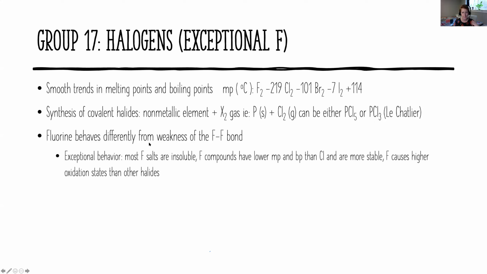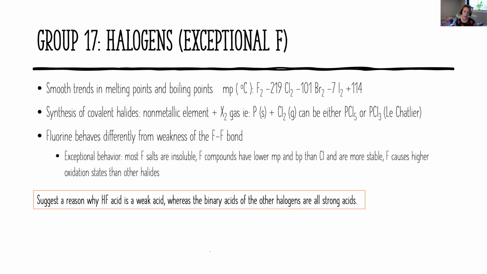So fluorine is going to behave differently from all the rest of these halogens because there's a weaker fluorine-fluorine bond. And so most fluorine salts are going to be insoluble. Fluorine compounds are going to have lower melting points and boiling points than chlorine and are going to be more stable. Fluorine causes higher oxidation states than other halides. So it's kind of a weird halide in terms of the family reactivity.